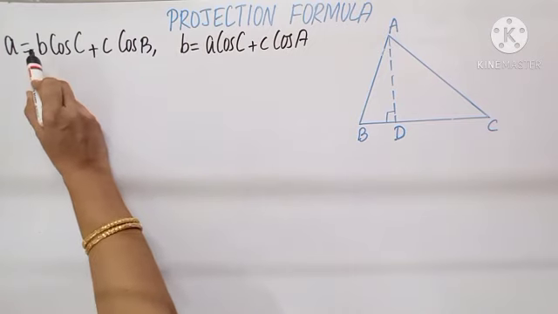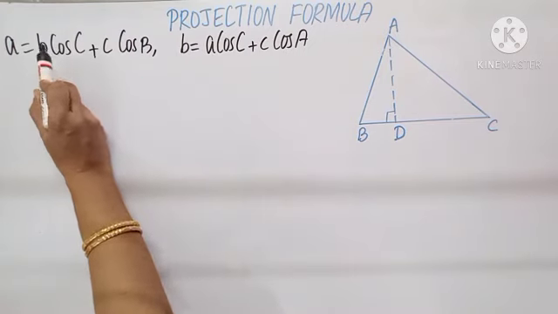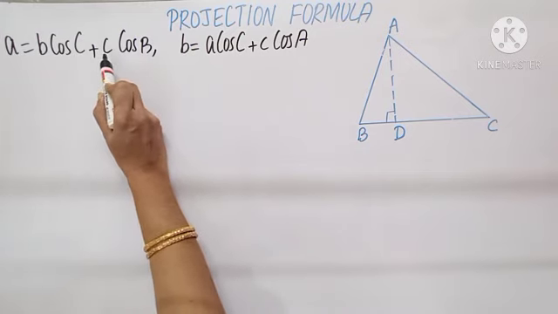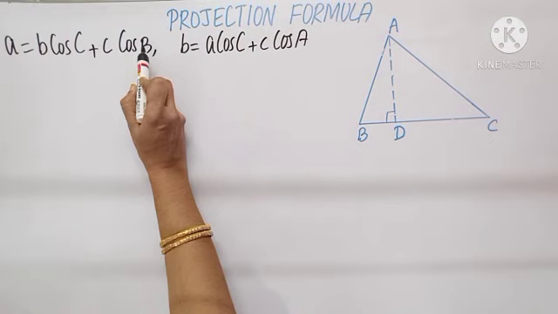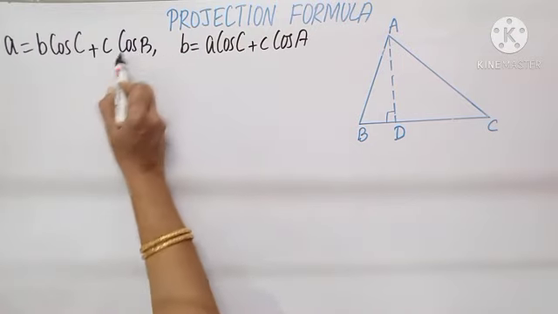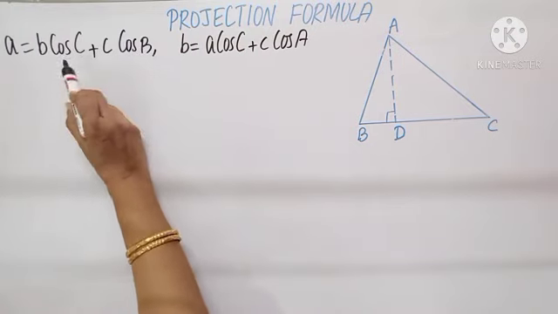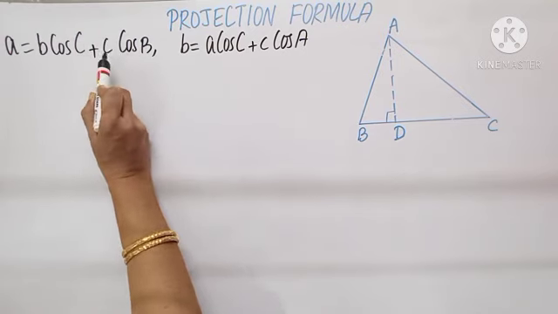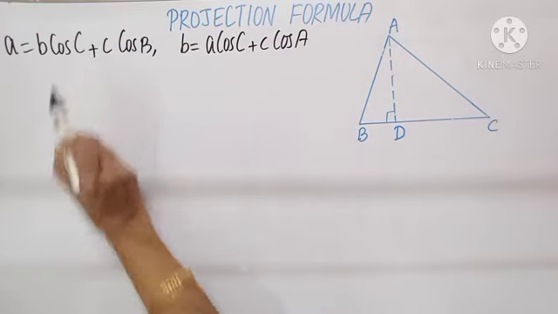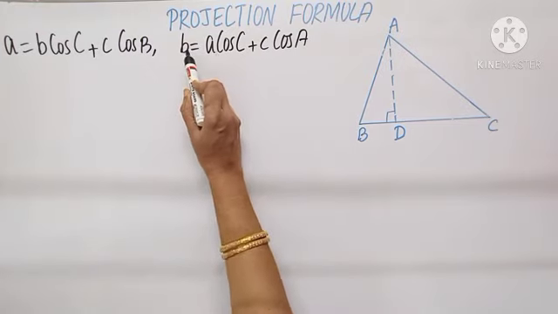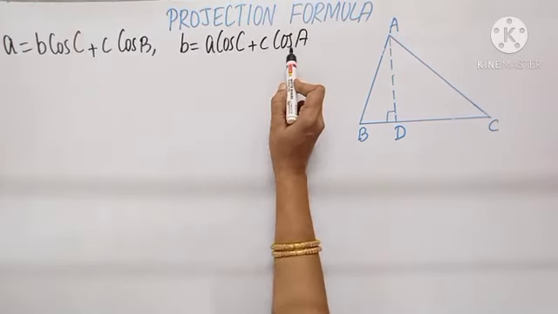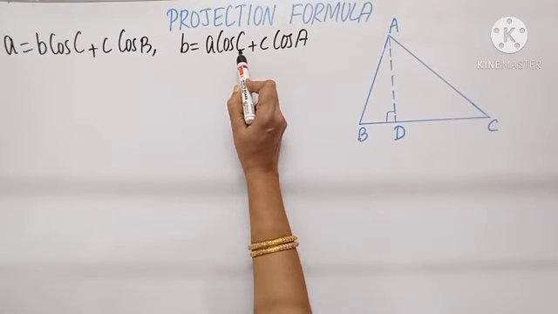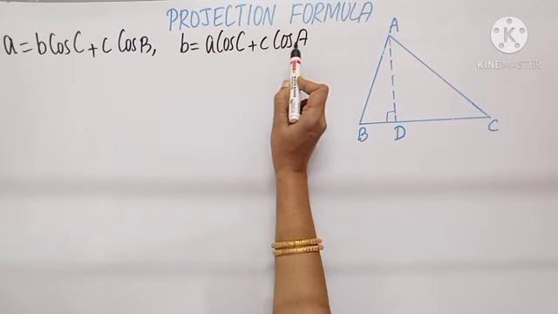That is, I write b cos of the angle C and I write c cos of the other angle B. So the right hand side is a combination of b and c, small letters as well as capital letters, that is angles as well as sides. Same way b, the other side, must be a combination of a and c. I put side a, it is cos C. I put side c, it is cos A.